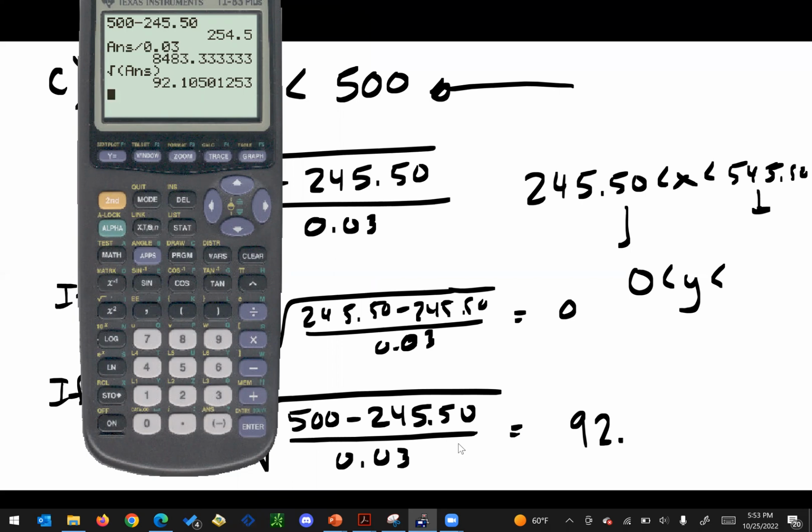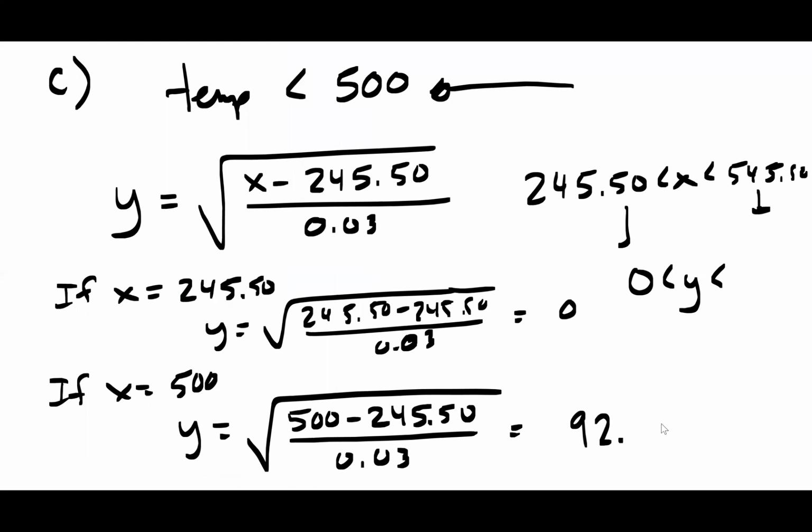Yes, that's perfect. Okay, so rounding it off, like the back of the book did, we're going to go to 92.11, and that's going to be the highest load that we can have without the temperature going above 500. So that should be included right here, 92.11. All right, hopefully that was useful.